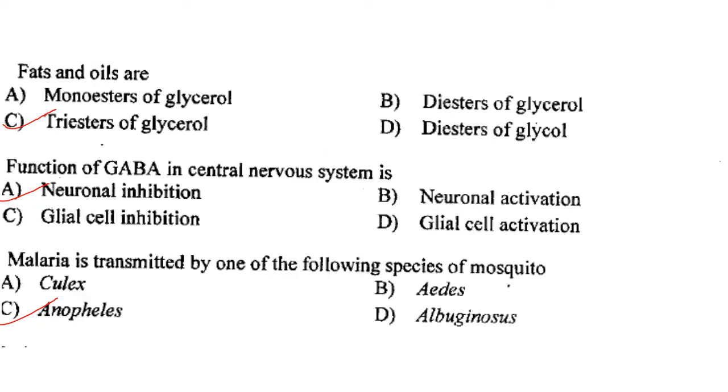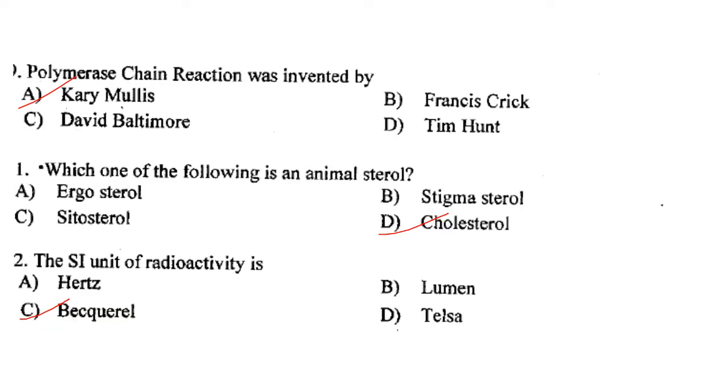So coming to the next question. Fats and oil are. So fats and oil, they are triesters of glycerol. Answer is option C. Then function of GABA in central nervous system is, it is neuronal inhibition. Answer is option A. Malaria is transmitted by one of the following species of mosquito, that is Anopheles. So answer is option C. And polymerase chain reaction was invented by, it was invented by Kary Mullis.